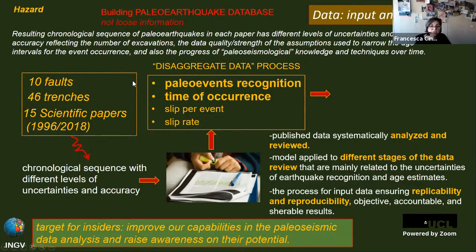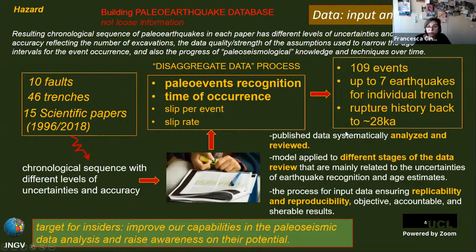And so what we extract from the papers are paleo-event recognition and time of occurrence, but we have also slip per event and slip rate, but the first two are those that we analyze in this first test. So the result of this process is 109 events in the last 28 kilo years, up to 7 earthquakes for an individual trench.